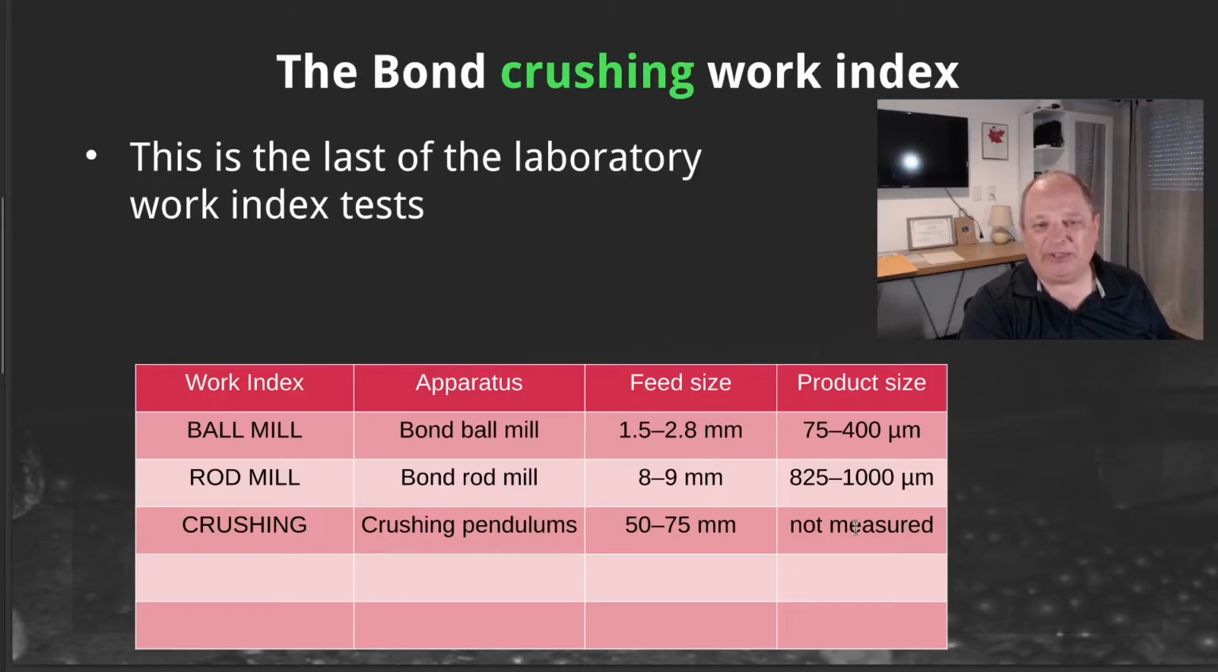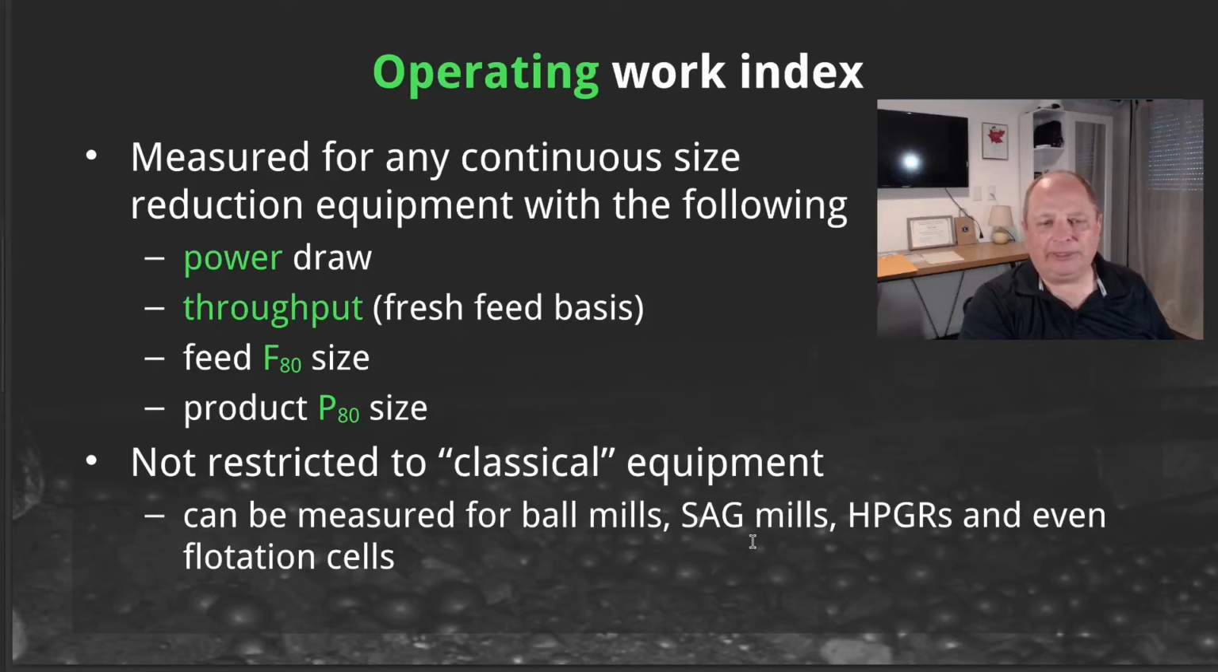Product size isn't actually measured in the test, but you're going to get fragments of multiple millimeters in nominal dimension. The only thing that's really specified in the test is the feed size should be in that 50 to 75 millimeter size range.